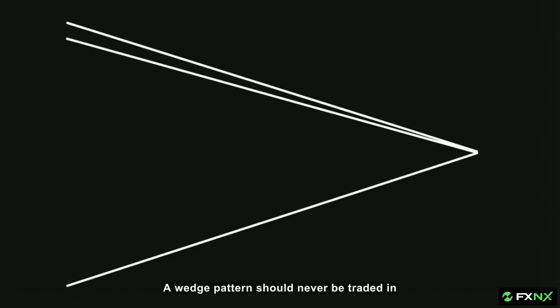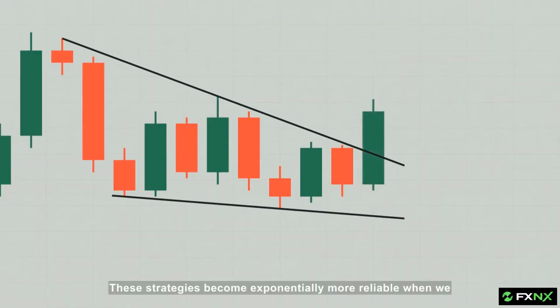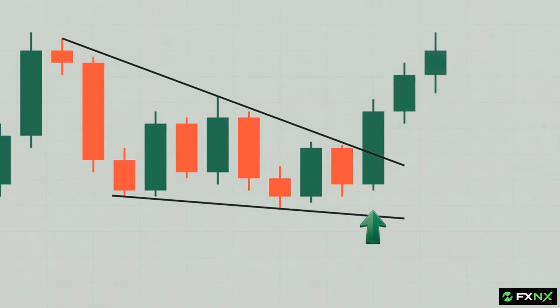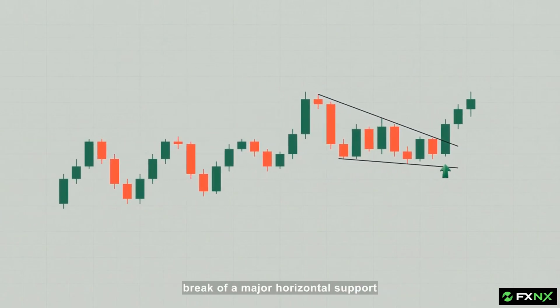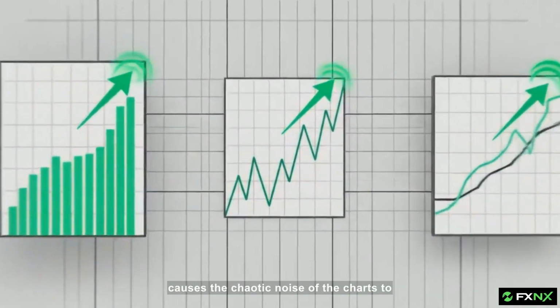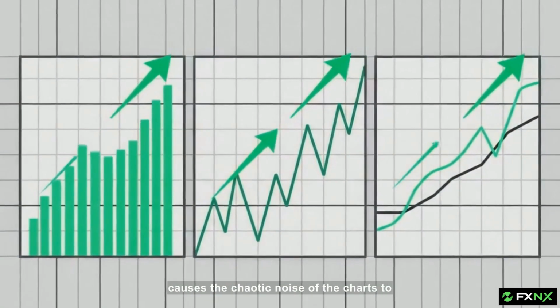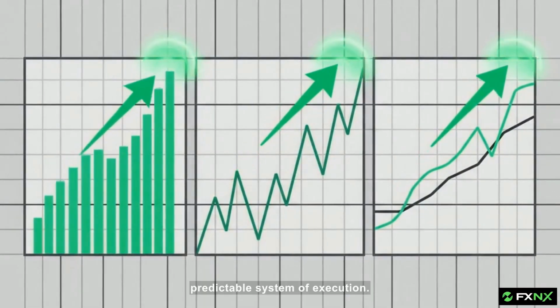A wedge pattern should never be traded in a vacuum. These strategies become exponentially more reliable when we look for confluence, when the wedge breakout perfectly aligns with the break of a major horizontal support or resistance level on the higher timeframes. Aligning multiple independent market signals causes the chaotic noise of the charts to snap into a clear, predictable system of execution.